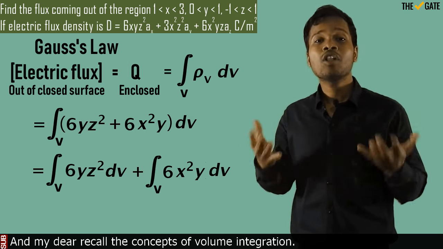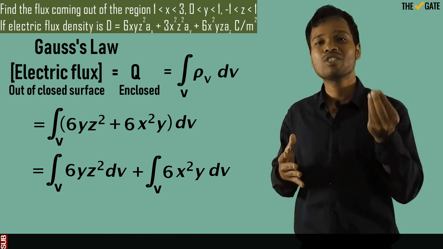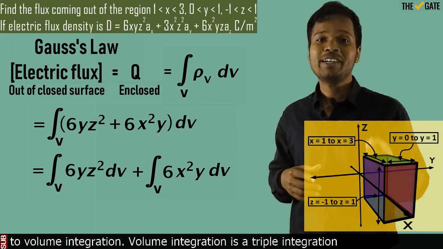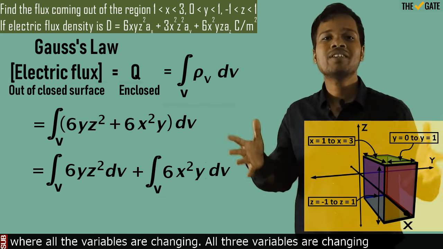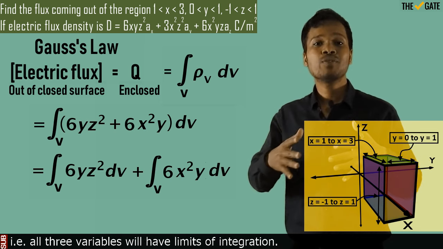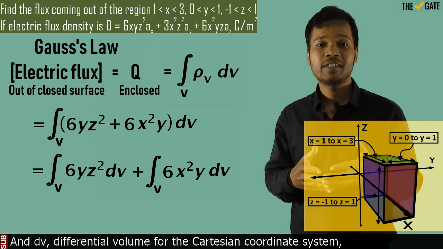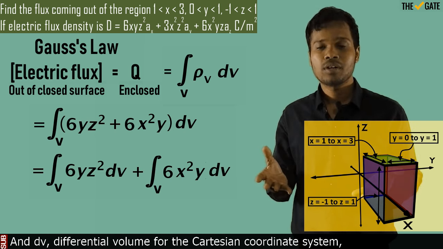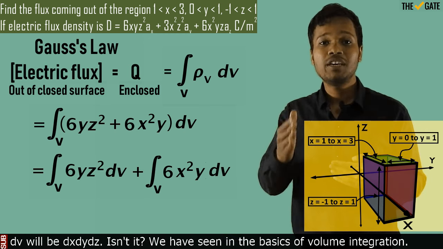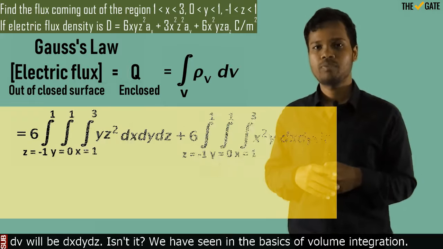And my dear, recall the concepts of volume integration. We have seen in the basics each and every concept related to volume integration. Volume integration is a triple integration where all three variables are changing. That means all three variables will have limits of integration. And dv, the differential volume, for the Cartesian coordinate system will be dx dy dz. Isn't it? We have seen this in the basics of volume integration.